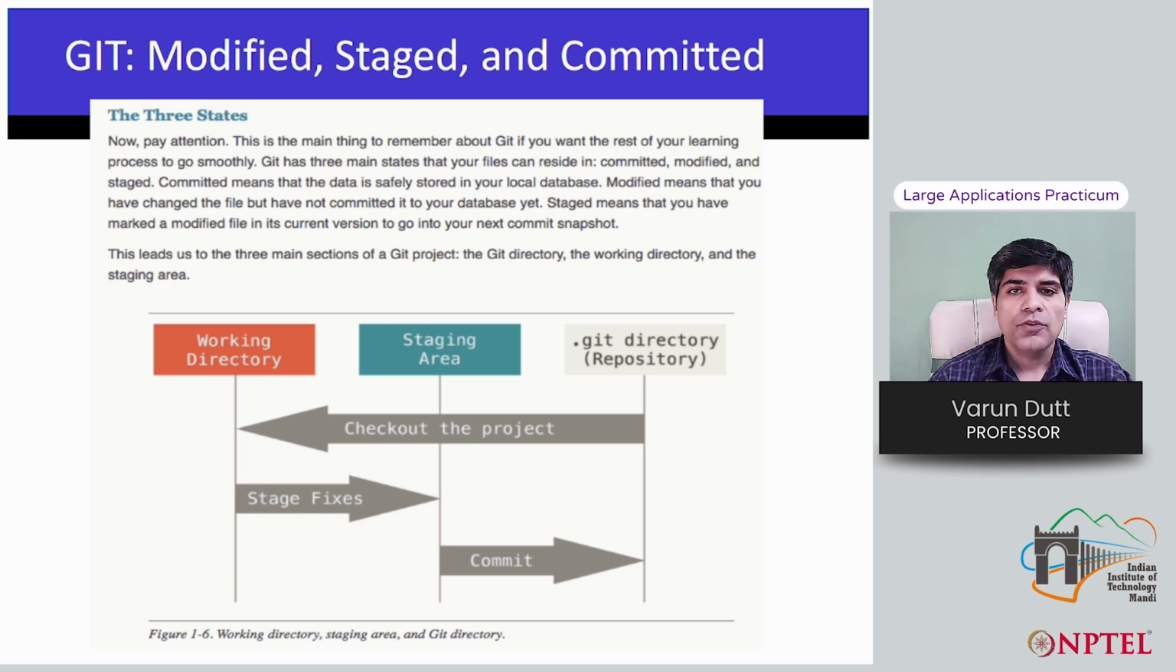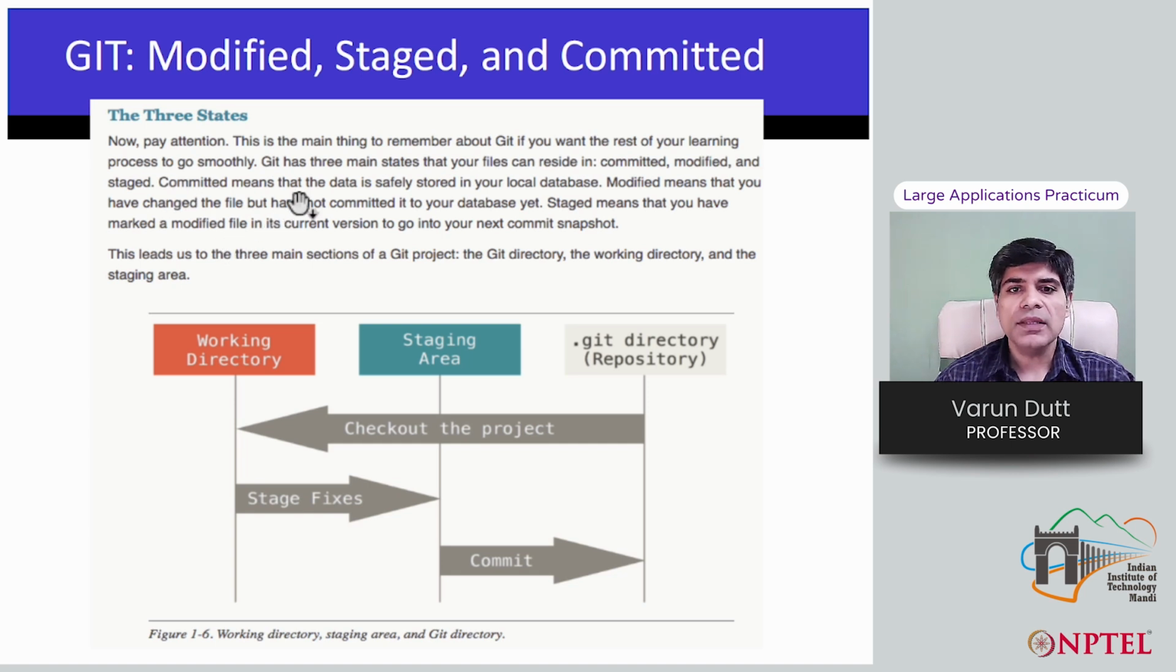it operates. So there are three concepts in Git related to modified, staged and committed. As you can see in this diagram, there is a working directory which we had already created in the last lecture, a staging area, and then the Git repository, which is where Git is actually deployed. The main thing to remember in Git, if you want the rest of your learning process to go smoothly, is that there are three basic states in which Git operates. One is committed, the other is modified, and the third is staged.